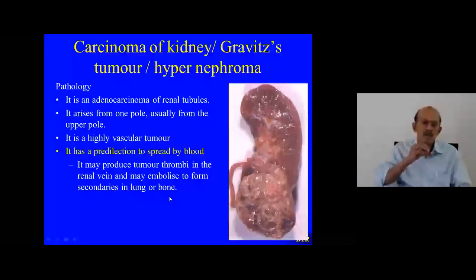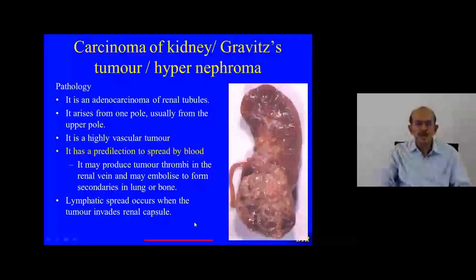So once they invade the renal vein, the platelets will agglutinate over that. That becomes a thrombus. So when you study this thrombus, there will be multiple tumor cells in it. The tumor thrombus just appears like an ordinary clot, but when you study it under a microscope, you will notice multiple tumor cells in this clot. Lymphatic spread occurs only when the tumor invades the renal capsule.